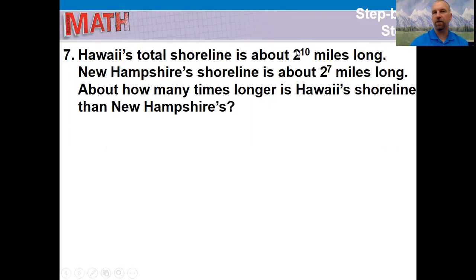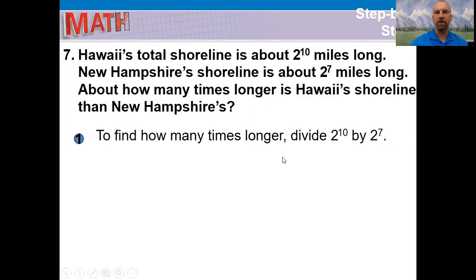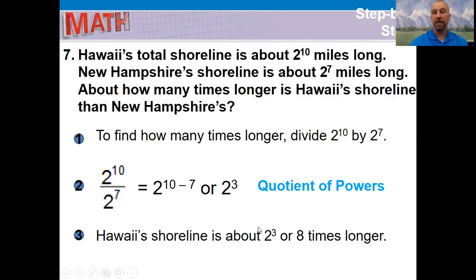It's 2 to the 10th power divided by 2 to the 7th power. Subtract the exponents. Keep that base the same. 2 to the 3rd power. Now that's a word problem. You might want to get an actual answer. So 2 to the 3rd power, you want to get a number for. So 2 to the 3rd power is 8. So it's 8 times longer. Hawaii's shoreline, beautiful beaches, are 8 times longer than New Hampshire's.